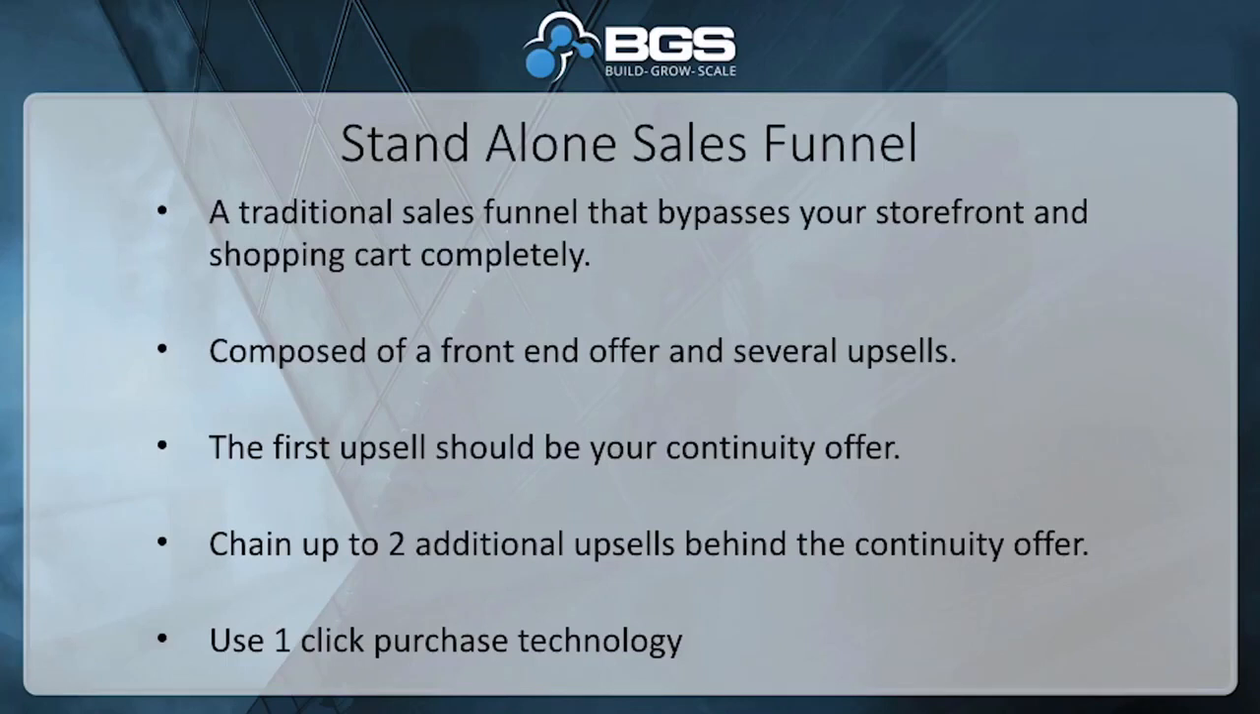It's composed of a front-end offer and several upsells. We know this. The first upsell should be your continuity offer. And you want to chain up to 2 additional upsells behind the continuity offer, again, to break even on advertising so you can afford to spend a ton of money on advertising. Use one-click purchase technology to increase your conversion rate. And it looks like this.